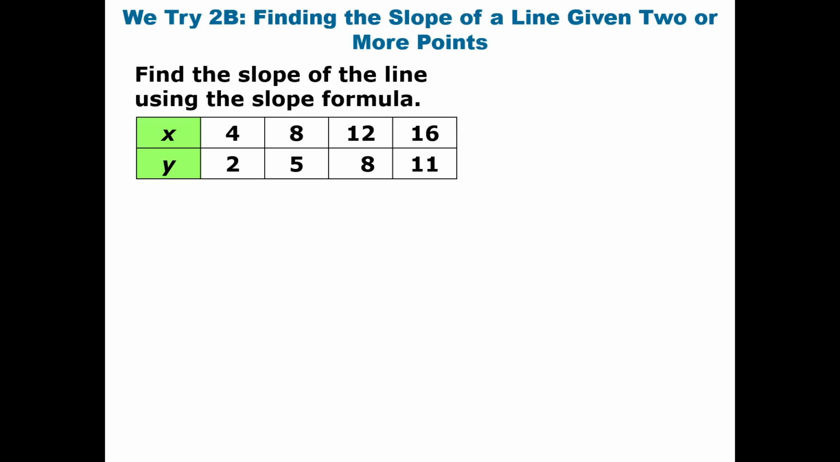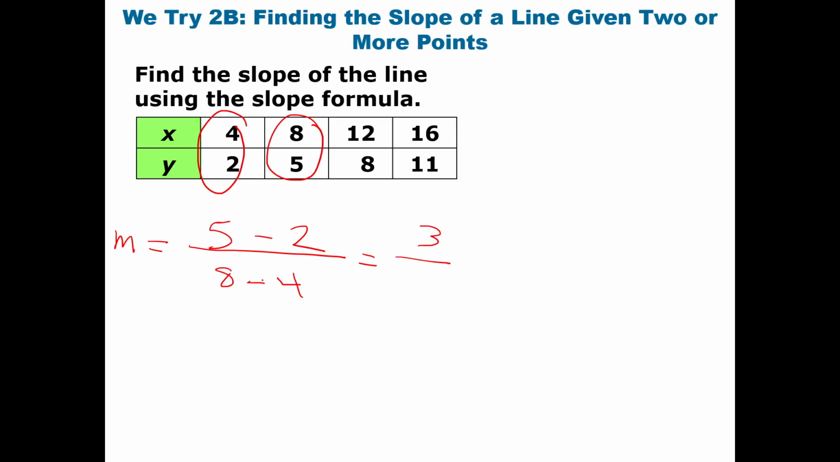Can we do this from a t-table? Can I find the slope of the line using this? Sure I can. I just remember that each x, y is a point. So I'm going to use these 2 points right here. So my slope formula, m is equal to, in this case, let's have it be 5 minus 2 on the top and 8 minus 4 on the bottom. 5 minus 2 is 3, over 8 minus 4 is 4, and I get a slope of 3/4.